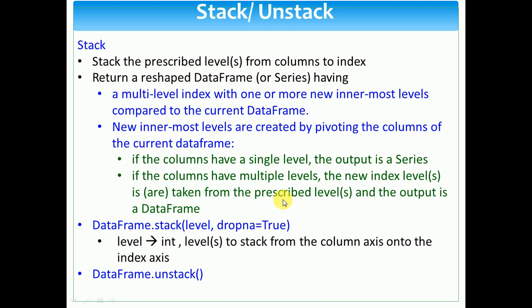It basically takes the level parameter, and that is what is called the prescribed level. So you are going to prescribe it. The level is an integer value, the level to stack from the column axis onto the index axis, because you always have two things, one is the column axis and another is the index. So it is going to do that job. Now there is a corollary of stacking, and that is called unstacking. When we do the demonstration or hands-on of this, this will also be clear.